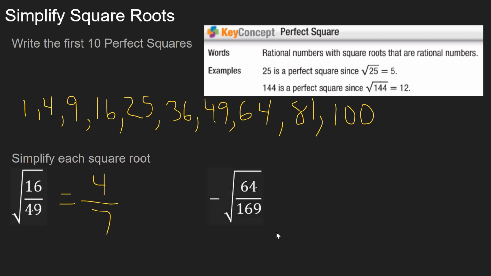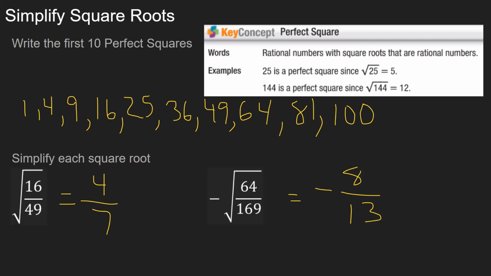How about negative square root of 64 over 169? Well, that's going to be negative. Square root of 64 is 8. And square root of 169, we didn't talk about it above, but if you keep going up, you'll see that 169 is a perfect square of 13. Now, just a quick note about that negative symbol. The negative is outside of the square root, so you just take the square root, keep the negative. This means the whole fraction is negative.